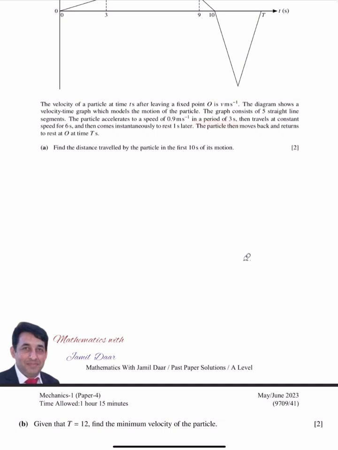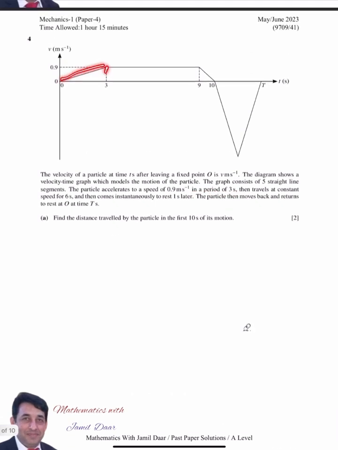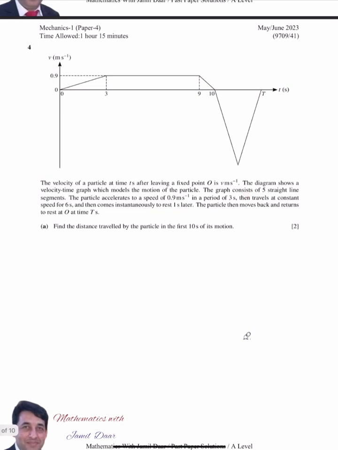In the period of 3 seconds, and then travels at a constant speed for 6 seconds, and then comes instantaneously to rest in 1 second. The particle then moves back, returns to the point O, to rest at O at t seconds. Okay, so accelerates, uniform velocity, decelerates, then goes back to point O, and this is the negative velocity.